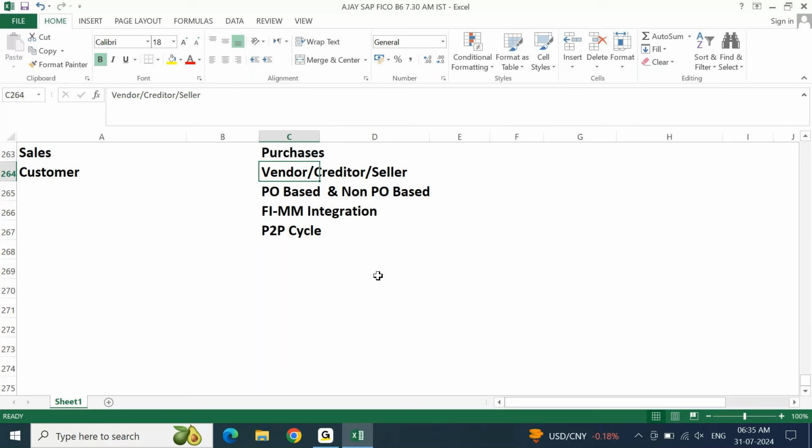Everybody is aware accounts payable deals with vendor. Vendor is all about your purchases. When you're not purchasing anything, there is no point of any vendor. When there are no purchases, vendor is ruled out. Vendor is there because there are purchases. Purchases are in the form of PO, purchase order, in most of the organizations, more than 90%.